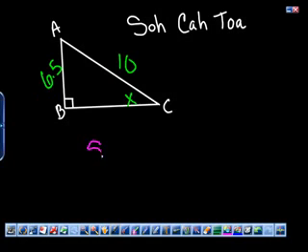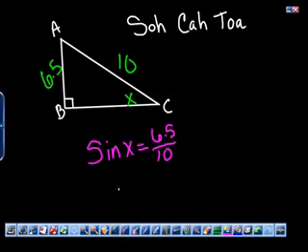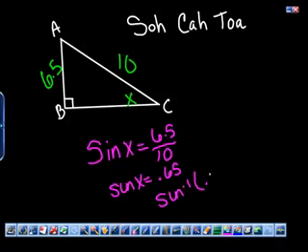What are we using? Opposite over hypotenuse, sorry. Opposite. Okay? So sine of x equals what? Okay, so then we have sine of x equals 0.65. Then we have to do that inverse one. We should get, rounded to the nearest whole number, 41.